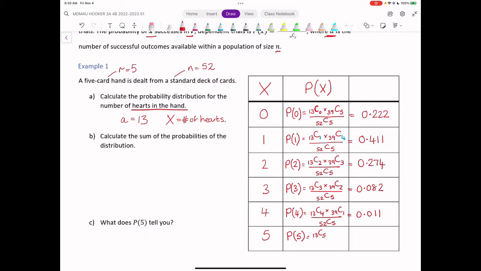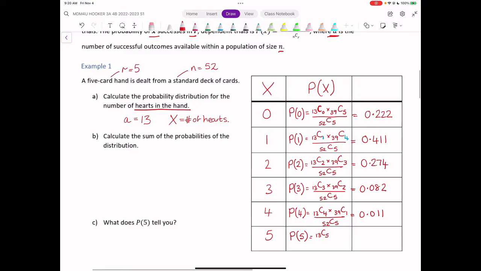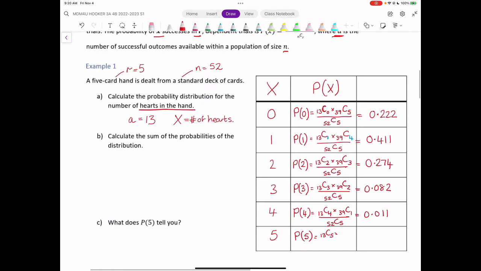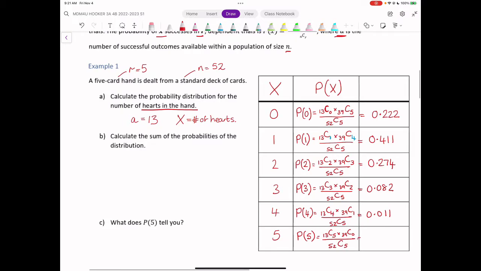So now we're at the 5 hearts in a 5-card hand. So 13 choose 5, 39 choose 0, which is kind of redundant because that's just 1, but we write it all the same just to help with your understanding. And that's 0.0004.